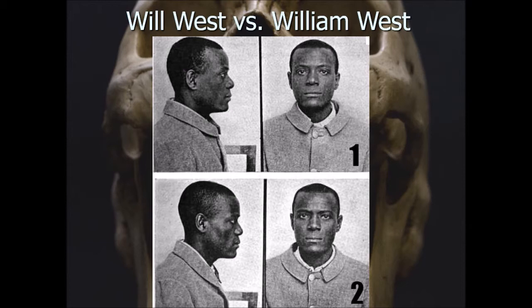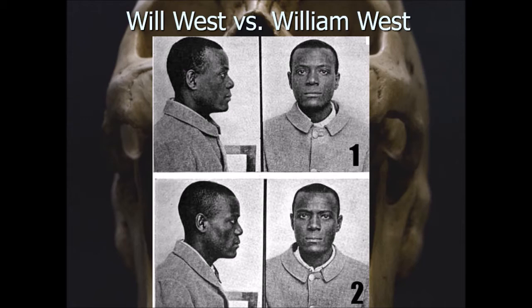There's a lot of institutionalized racism then as now. It was even worse then. In fact, over 99% of the prison population in most of the United States consisted of black men, which is kind of indicative of institutionalized racism. So here you go. The Will West, William West case blew up. They went, wait a minute.